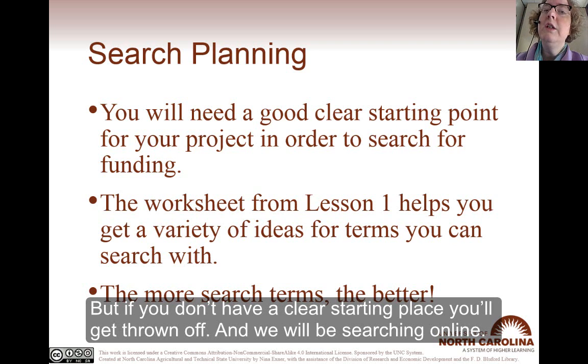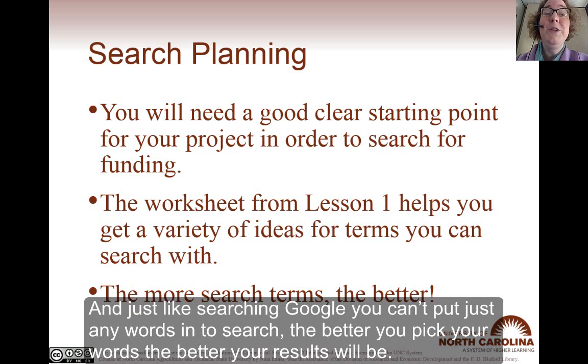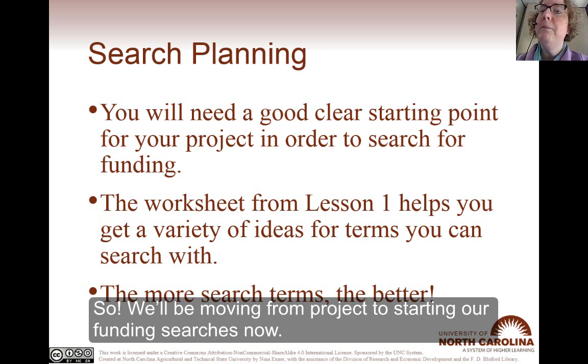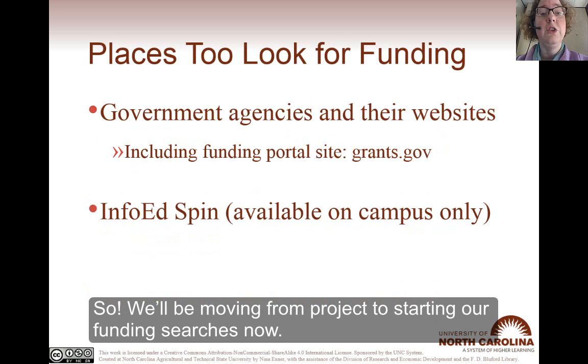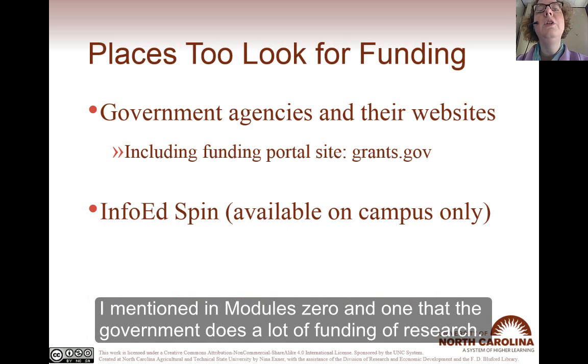And we will be searching online. And just like searching Google, you can't put just any words into a search. The better you pick your words, the better your results will be with online search. So, we'll be moving from project to starting our funding searches now. I mentioned in modules 0 and 1 that the government does a lot of funding of scientific and technological research.